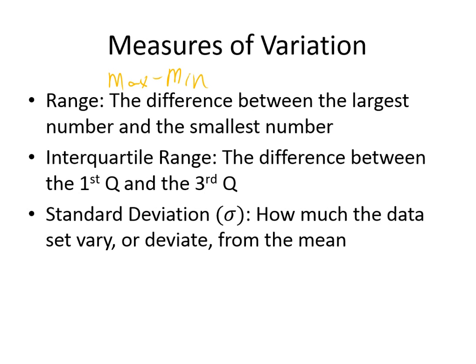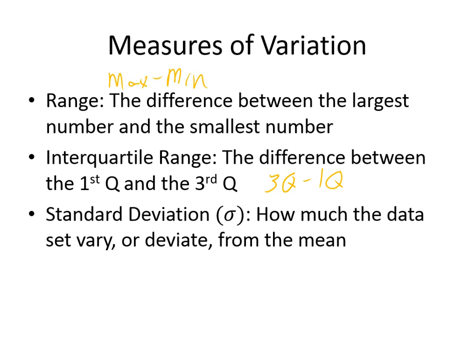Now, if you want to look at something called the interquartile range, we mentioned this previously. The interquartile range is the third quartile minus the first quartile. And that tells you your interquartile range, or the IQR, which is the abbreviation for it. It's another way of identifying how far it's spread out.